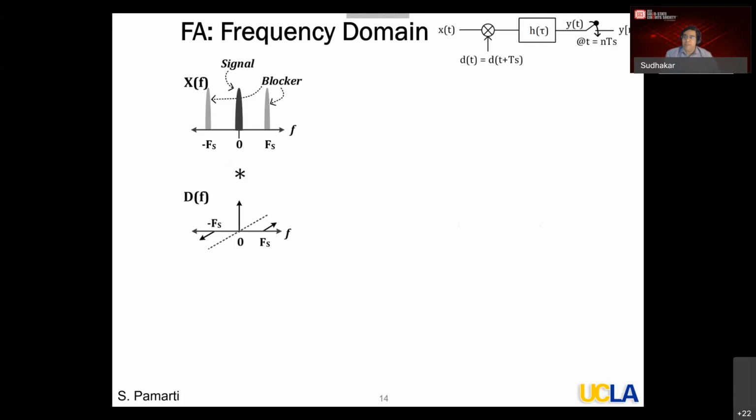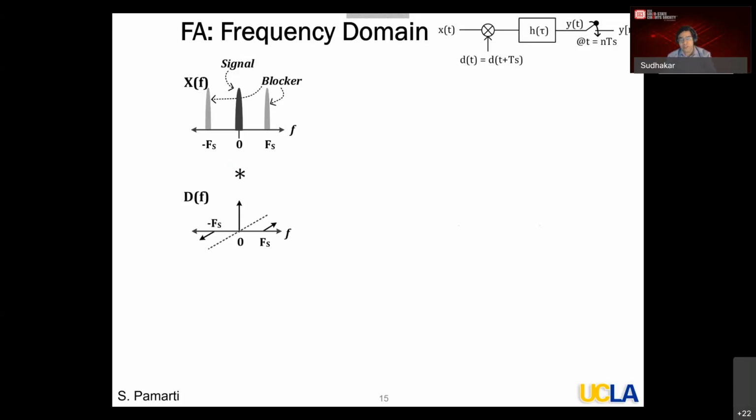And now d of t is a periodic signal. So its Fourier transform will basically be a bunch of spikes at Fs and 2Fs and 3Fs and so on, right? So I am considering a simple case where there is something at Fs and minus Fs, just for illustration's sake. Okay. Now multiplication in time domain is convolution in the frequency domain.